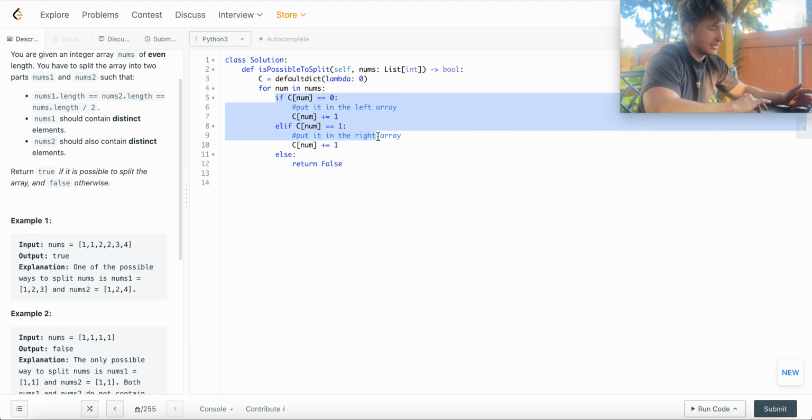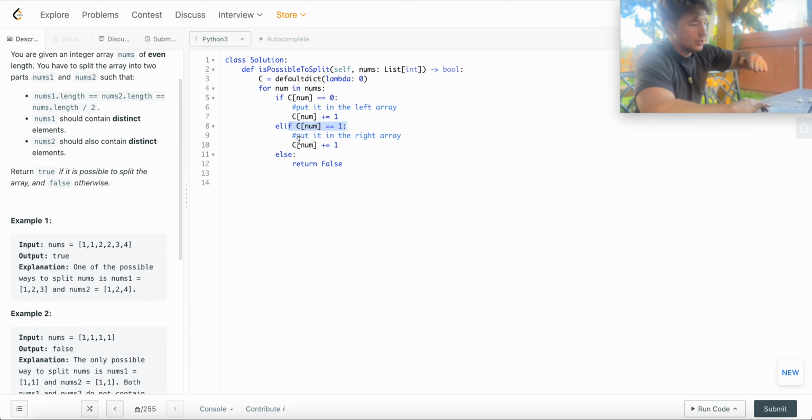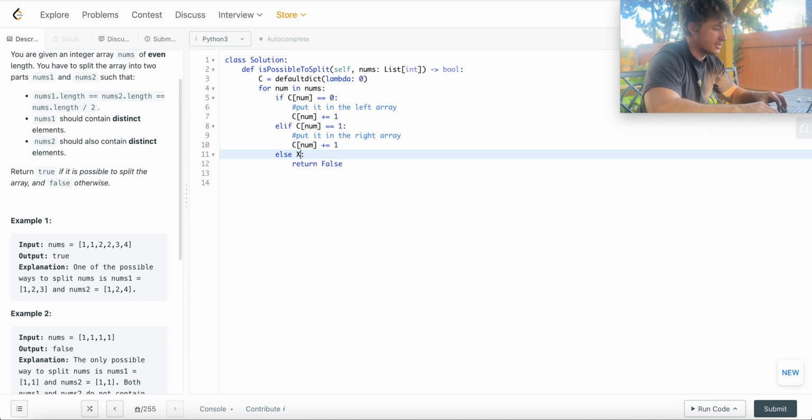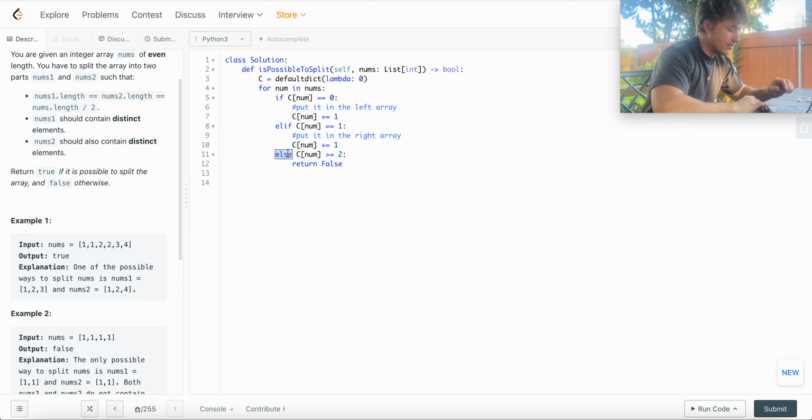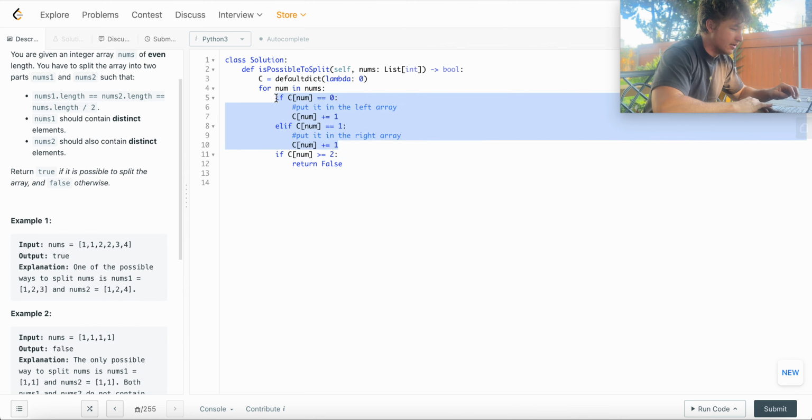Now, of course, if you look at this, what this really means is if it's 0 or 1, we're good. But as soon as it becomes 2, it's not good, right? Because this is the case where c of num is greater than or equal to 2. So this whole logic, I only did it this way to showcase this idea: okay, I'll put it in the left one, the left split. If I can't, I'll put it in the right. If I can't put it in the right, I have to return false. When does that happen? That happens when there's more than 2 of any element that I'm looking for. So this logic just comes down to this.